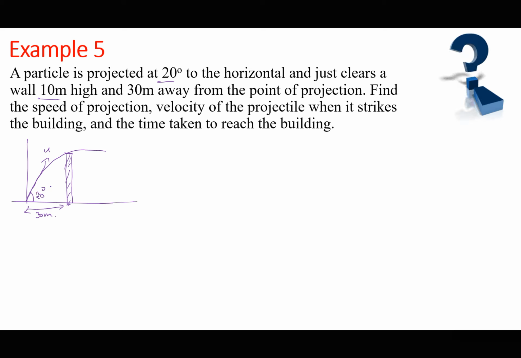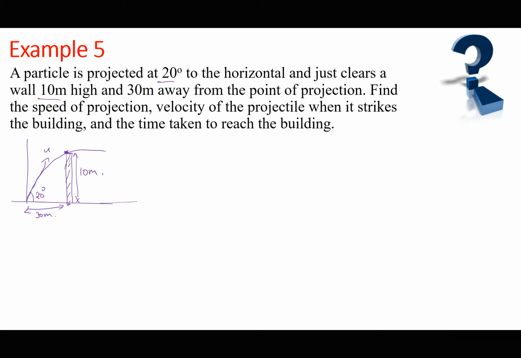And it just clears a wall 10 meters high away from the point of projection. So we want to find the speed of projection, that is going to be u, and then the velocity with which it strikes the building, that is going to be the velocity here.